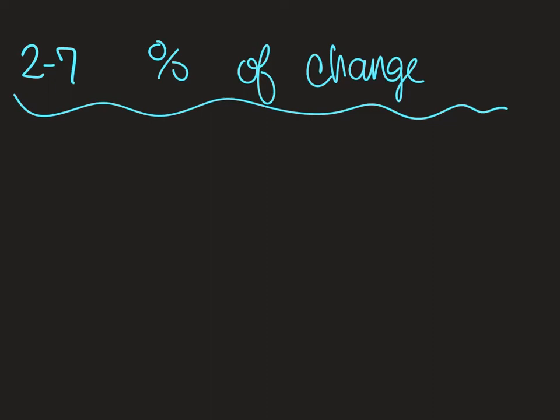Today's lesson is Chapter 2, Lesson 7, Percent of Change. This will be a day where it's fine to use a calculator. So your second lesson of the year, calculators are approved.